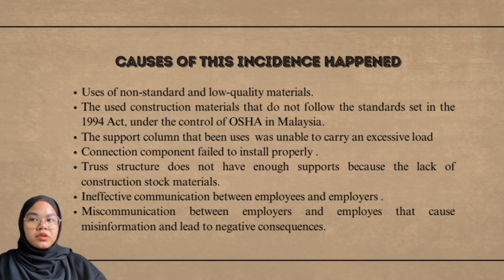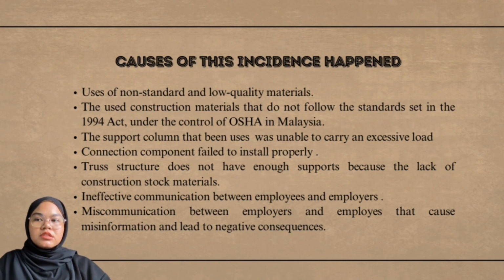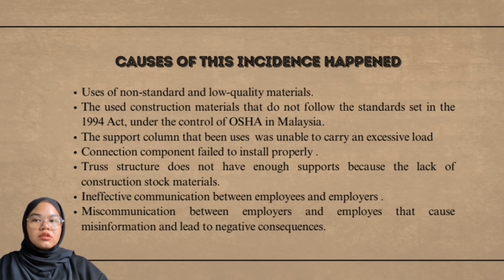The next point is the support column that was used was unable to carry an excessive load. Next, connection components failed to be installed properly. The next point is the truss structure does not have enough support because of the lack of construction stock material. And a lack of effective communication between employees and employers. Lastly, miscommunication between employers and employees causes misinformation and leads to negative consequences.